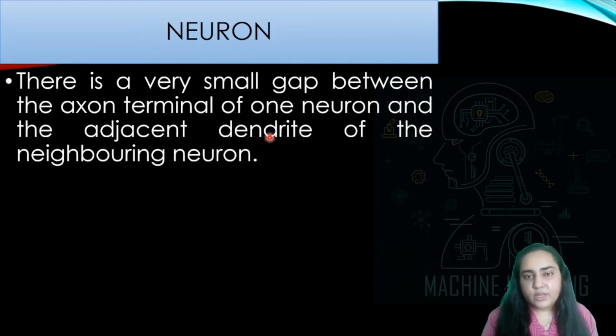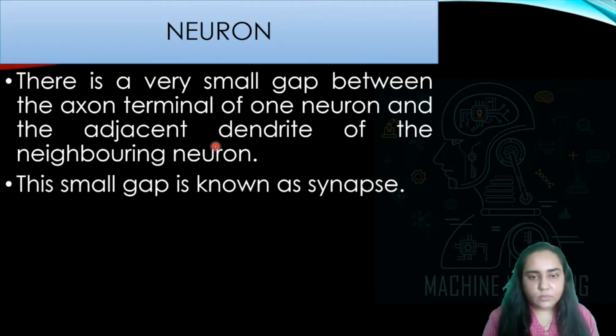There is a very small gap between the axon terminal of one neuron and the adjacent dendrite of the neighboring neuron. Okay, so neurons are very closely packed with each other, and the axon of each neuron is very close to the dendrite of the neighboring neuron, which is why it is so easy to pass information from the axon to the dendrite. And this small gap between the axon of one neuron and the dendrite of another neuron is known as the synapse.